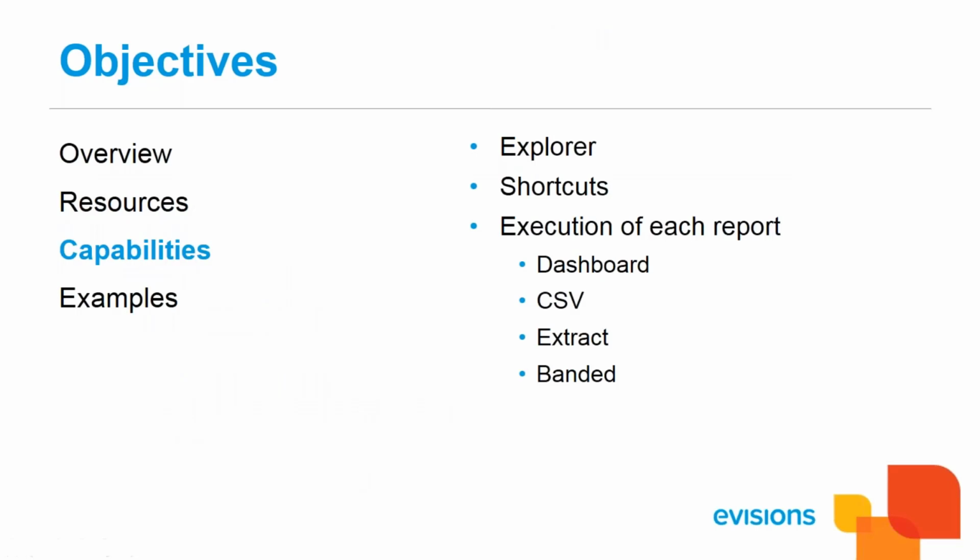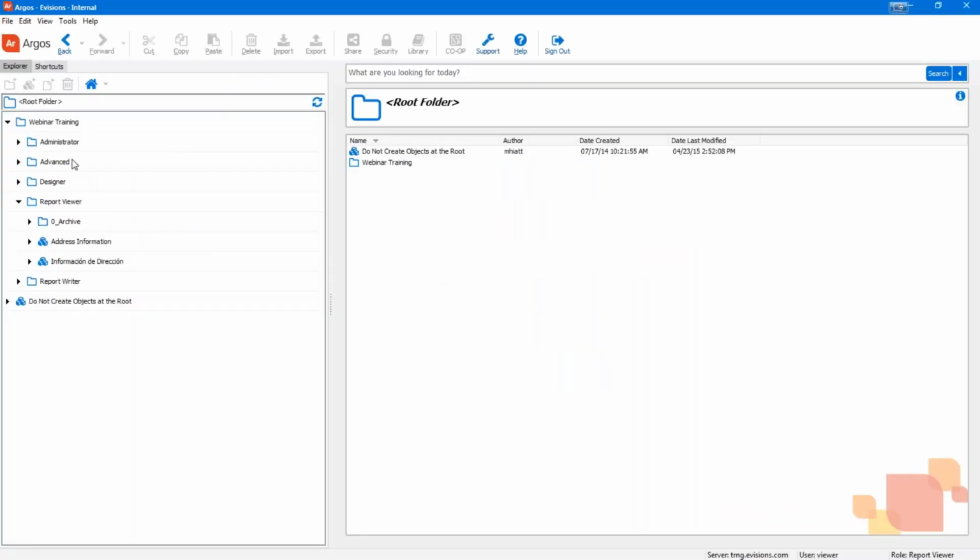Now we're going to discuss the capabilities that are available as a report viewer. First, we have the folder structure and the detail view. In the Explorer, we have folders. Folders organize and maintain security on data blocks. The arrows can be used to expand and contract our folders. Once you have expanded a folder, you can see any additional folders and data blocks that it contains.